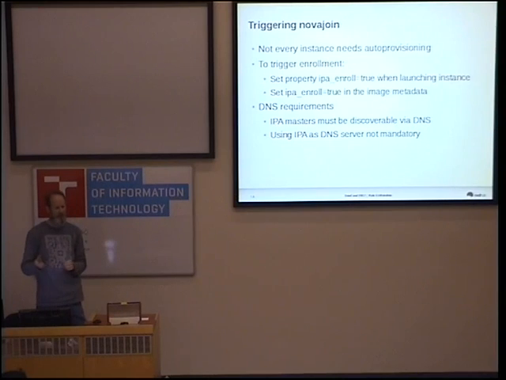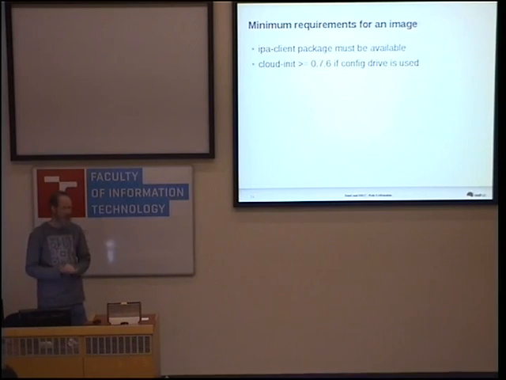And there's another requirement for this trigger. Right now, you can't pass in the IPA server to use, so it has to be discoverable by DNS. It's probably not a big deal, depending on what your DNS situation is. And you don't have to use IPA as your DNS. It's just that it makes it nice to get the reverse IPs added automatically.